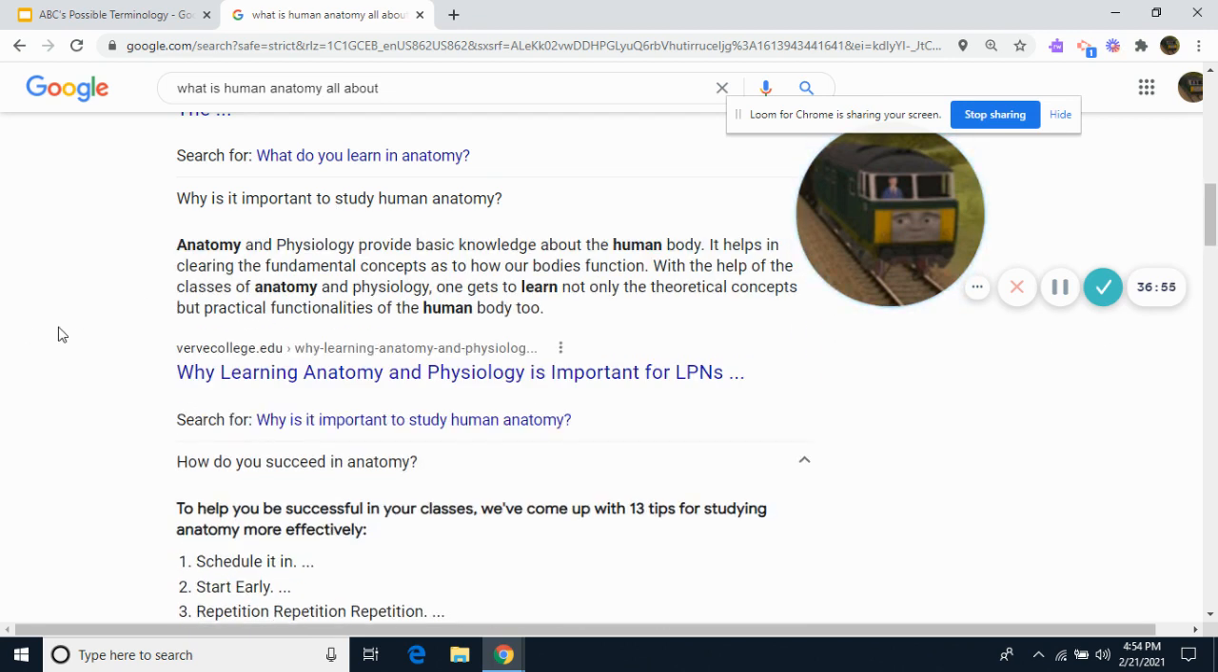Why is it important to study human anatomy? Anatomy and physiology provide basic knowledge about the human body. It helps in clearing the fundamental concepts of how our bodies function. One gets to learn not only the theoretical concepts, but practical functionalities of the human body too.